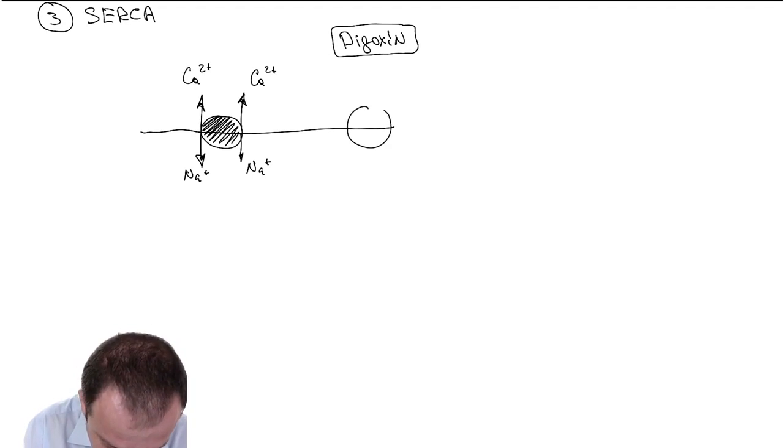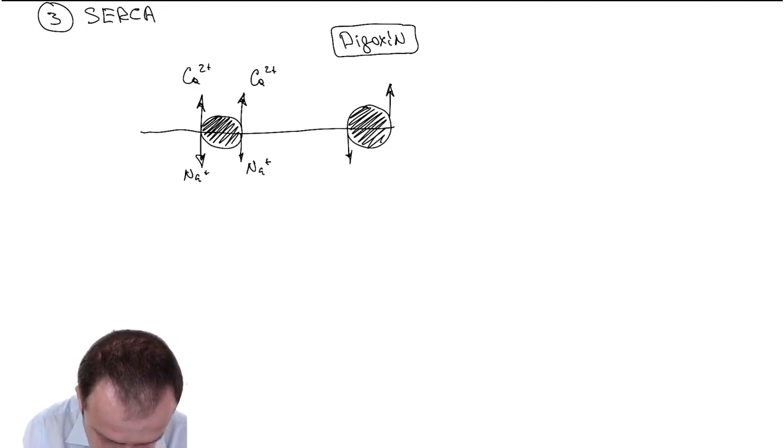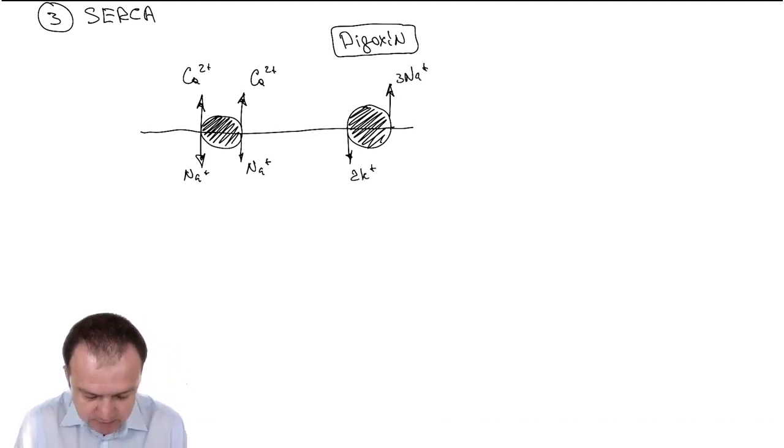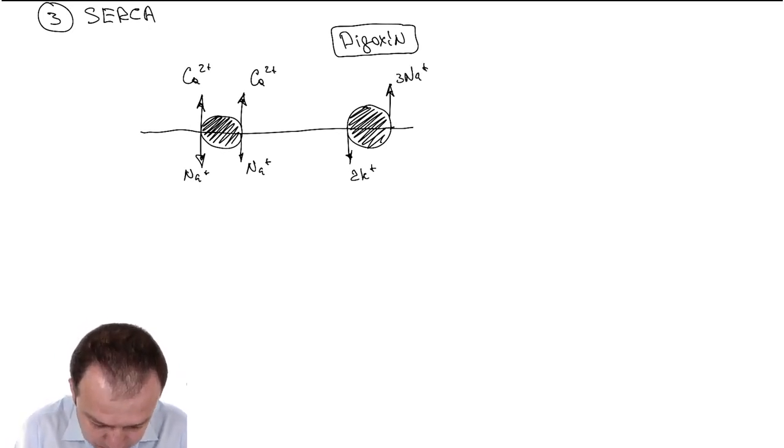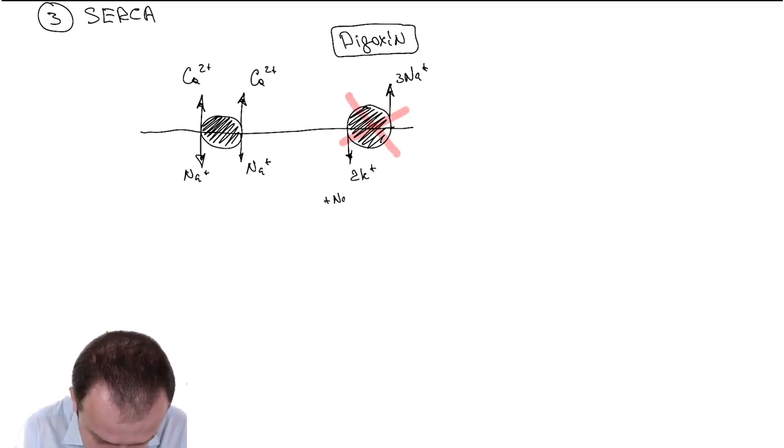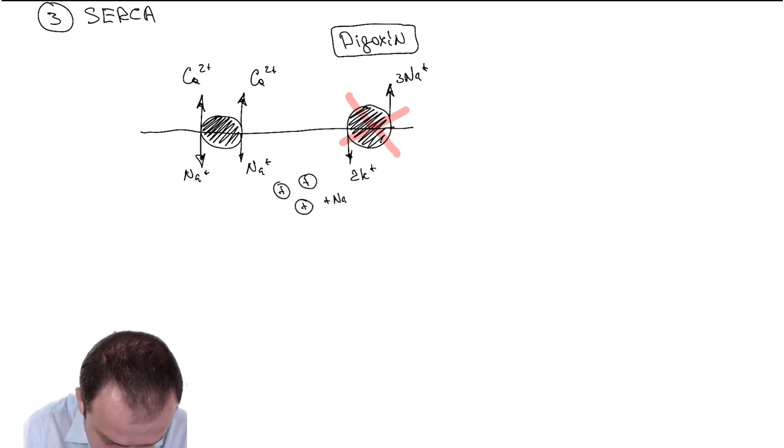Digoxin blocks sodium potassium ATPase. Sodium potassium ATPase pumps 3 sodium outside and 2 potassium inside. As digoxin blocks this sodium potassium ATPase, we have accumulation of sodium ions inside the cell. Why do we have accumulation of sodium ions? Because after every action potential, a lot of sodium comes inside.